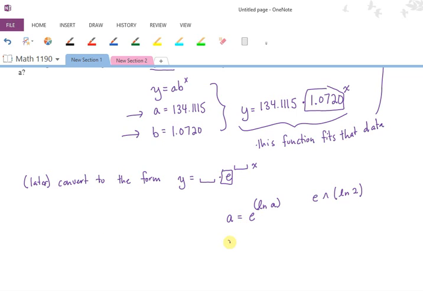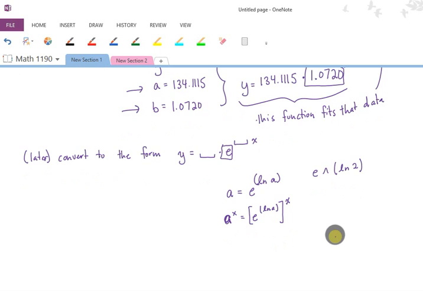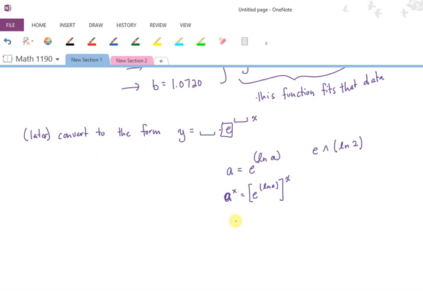That means a to the x is e to the natural log of a, to the x, which is equal to e to the x times natural log of a. So this is going to be the k value in our usual function.